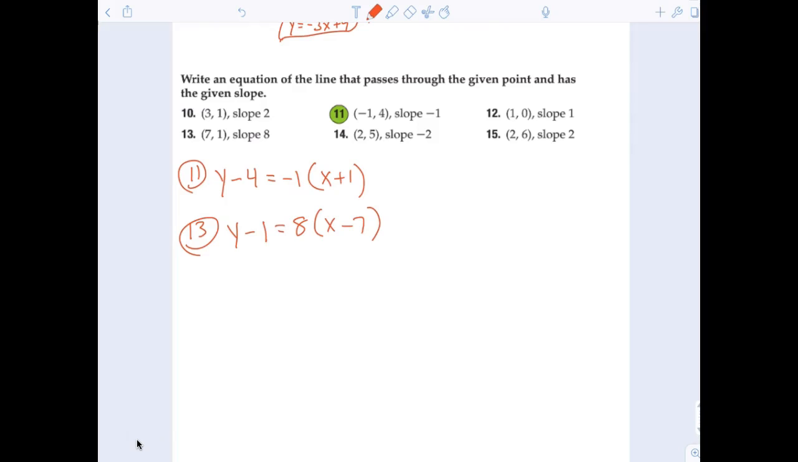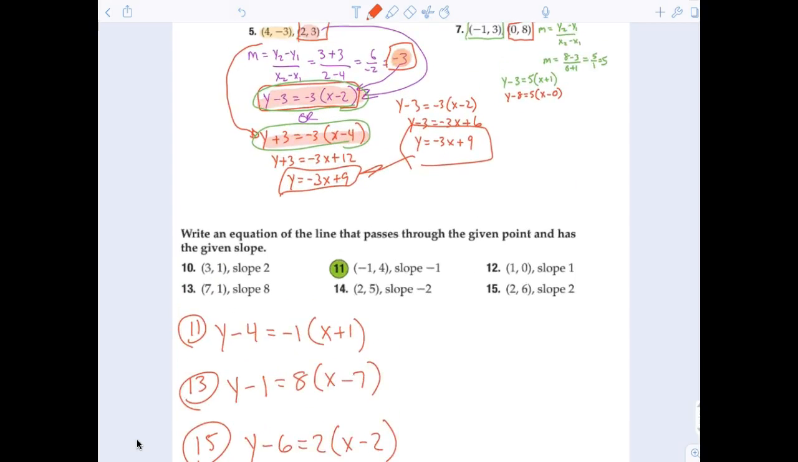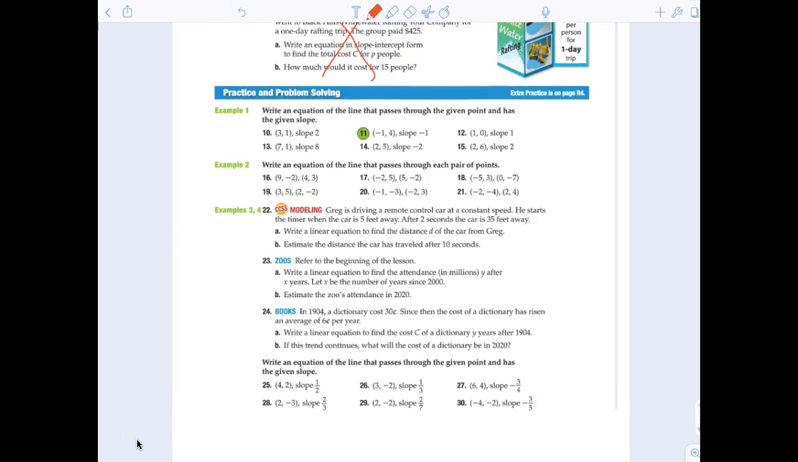Okay. So y minus 6 equals 2 times x minus. Look at that. Simple, simple, simple. All right. Yes, ma'am. Yep. Let me go ahead and put the next group up here. All right. After that, here we go.